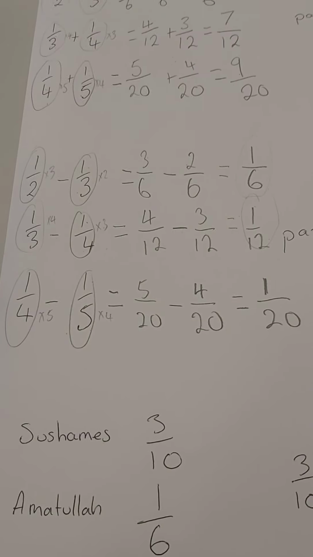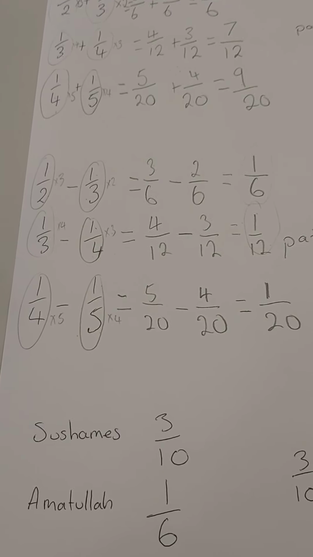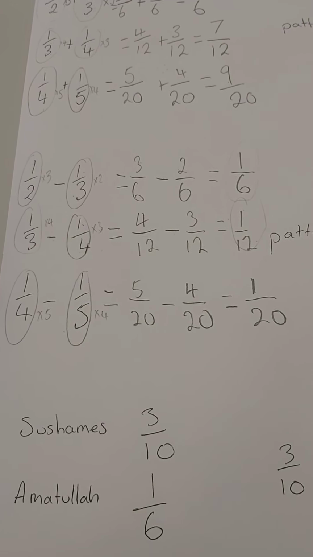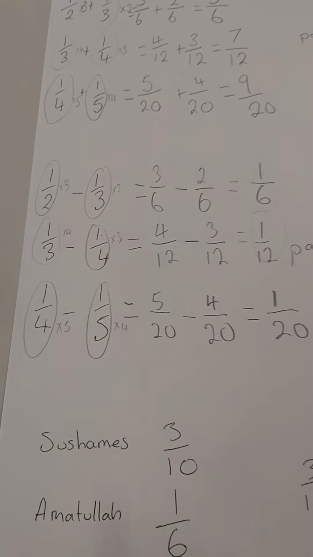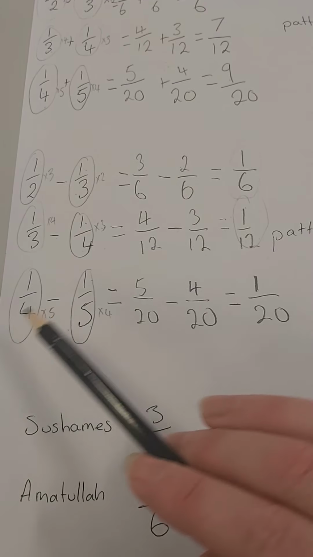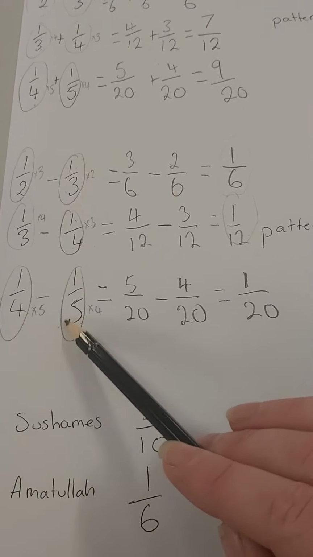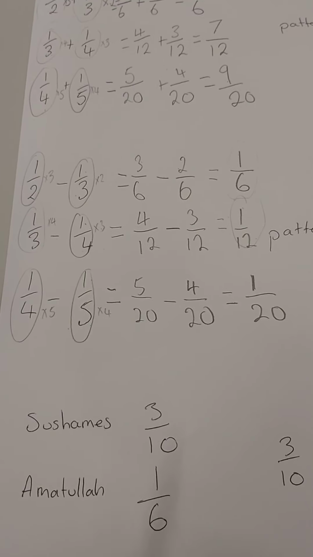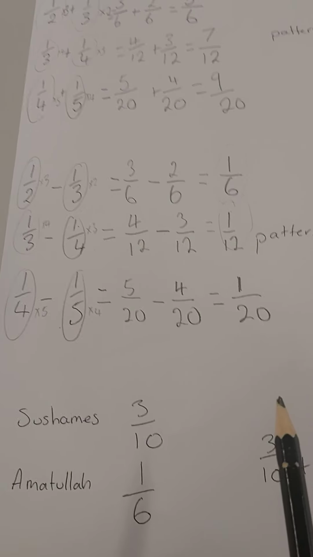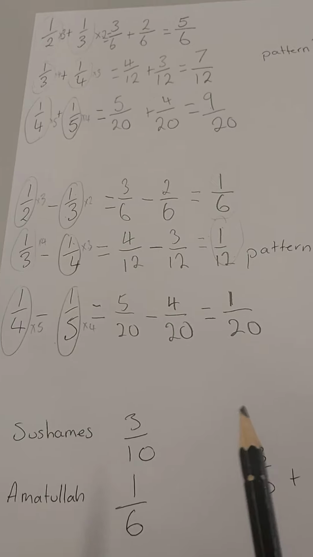So the pattern that we can see there, okay, it seems to always be a 1 on the top, and it seems to be the product of the denominators, or these two numbers times together again, every time on the bottom. That is our pattern. Okay, good job.